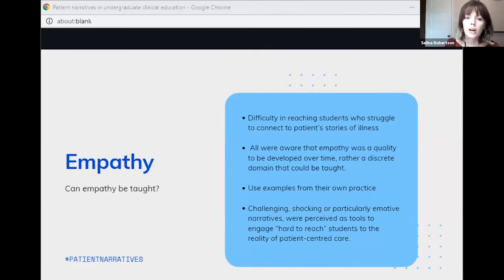So the participants spoke about using patient narratives not necessarily to teach empathy, but as a trigger in reaching students who might otherwise struggle to connect with patient stories of illness. And they all expressed that they were aware that empathy was a quality to be developed over time. It wasn't a discrete domain that they could just teach.